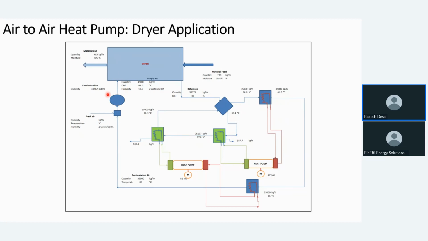So this is the total shift from thermal energy. The system was completely shifted to electrical energy, and the heat pump was utilized to dehumidify the air as well as to heat the air in the same cycle.